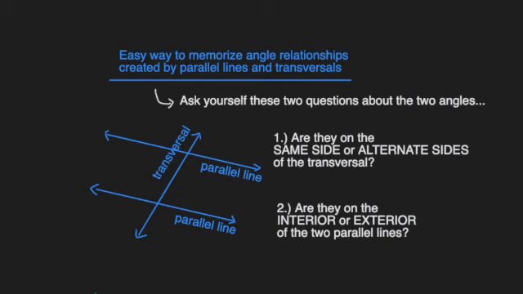Next, we're going to talk about an easy way to memorize angle relationships created by parallel lines and transversals. A problem can give you two angles and ask you, how are they related? To answer that, just ask yourself these two questions about the two angles. One, are they on the same side or alternate sides of the transversal? Two, are they on the interior or exterior of the two parallel lines?